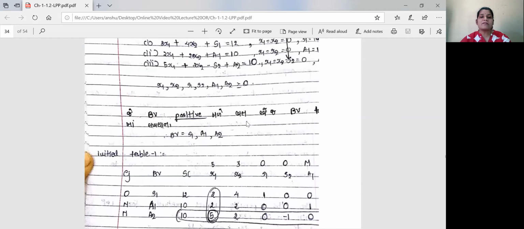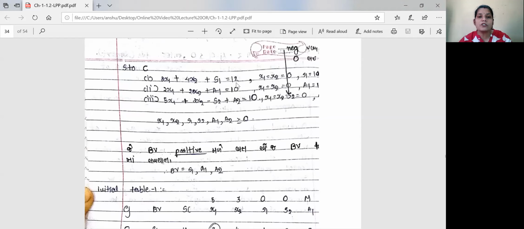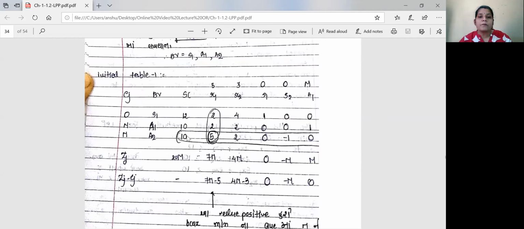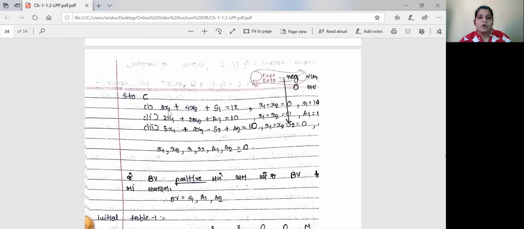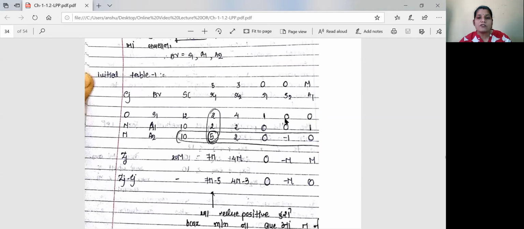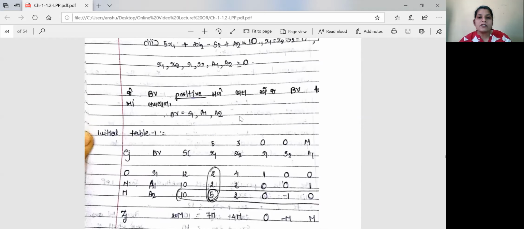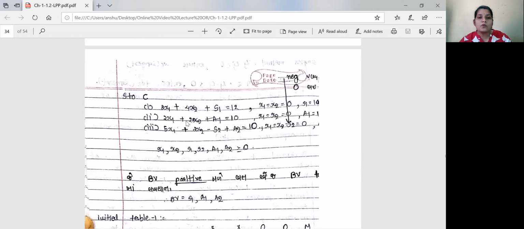Next is the solution constant, SC. That means 12, 10, 10, so we write 12, 10, 10. Again, the first equation is 2, 4, 1. The s1 coefficient is 1 and the other remaining coefficients are 0. So s1 is 1, s2 is 0, a1 is 0, a2 is 0. Again, the second equation is 2, 2.